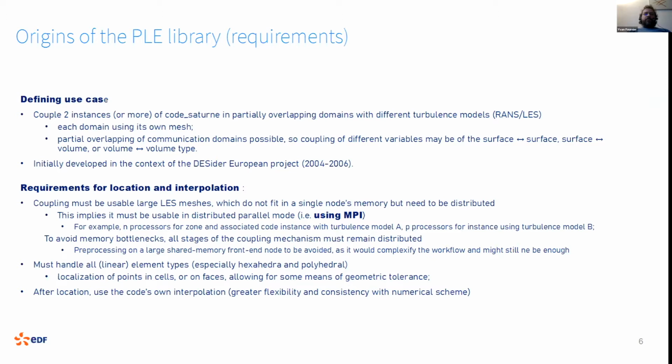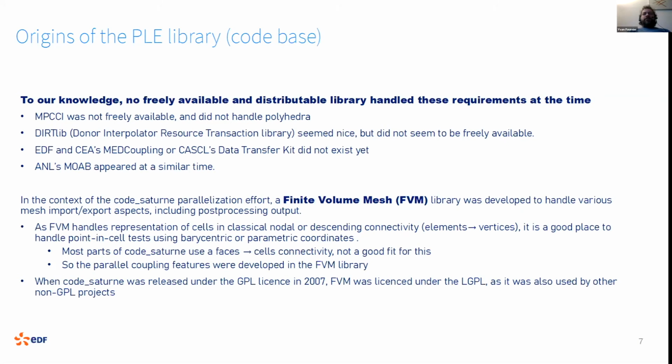The code used its own interpolation because we were doing co-located finite volume with no shape functions or such. At the time, there was no freely available library that handled this. Some of the libraries which could have inspired us were not freely available. So in that context, we developed a library called FVM, Finite Volume Mesh, which was a subset of Code_Saturne and also included a data model. That library was released under the GPL, and I think it was used in SWEEPY. I think it still is, but we'll see in the future presentation.